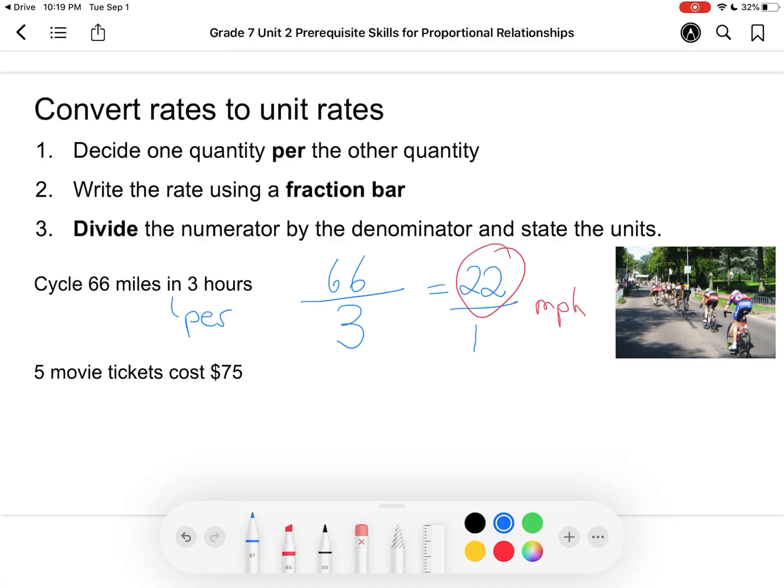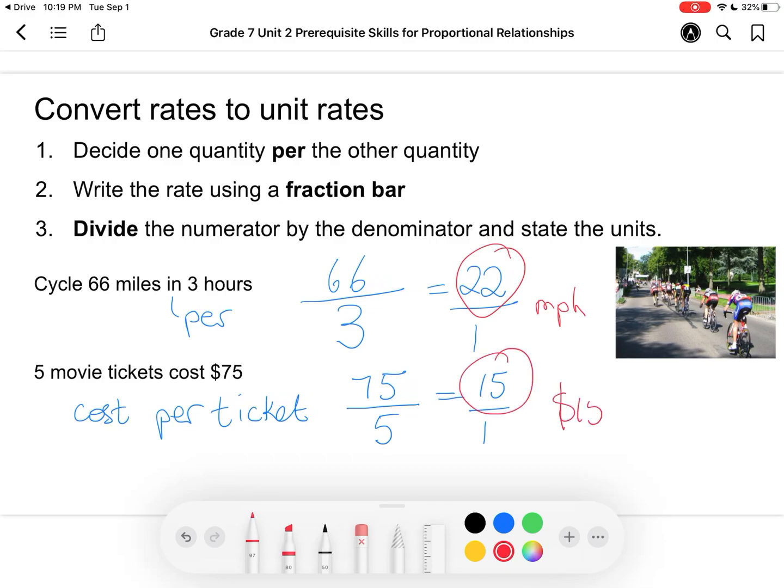In the case of 5 movie tickets costing $75, we want to know the cost per ticket. So we're going to look at dollars per number of tickets. So $75 per 5 tickets is $15 per ticket. So our unit rate is $15 per ticket.